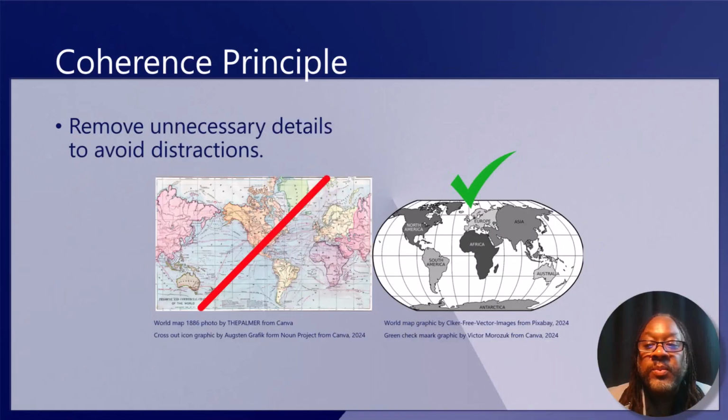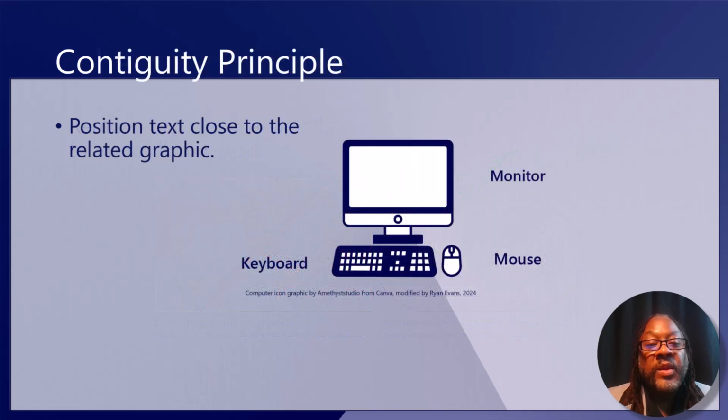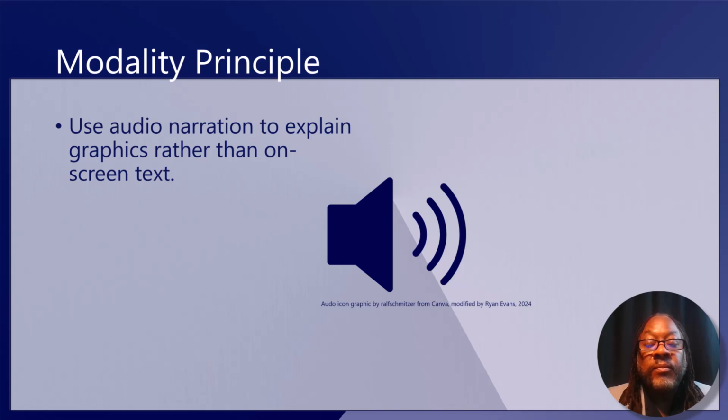The coherence principle says to remove unnecessary details to avoid distractions. For example, replace a detailed photograph with a simplified line drawing. The contiguity principle says to position text close to the related graphic. For instance, move explanatory text from a chart legend directly into the chart. The modality principle says to use audio narration to explain graphics rather than on-screen text.